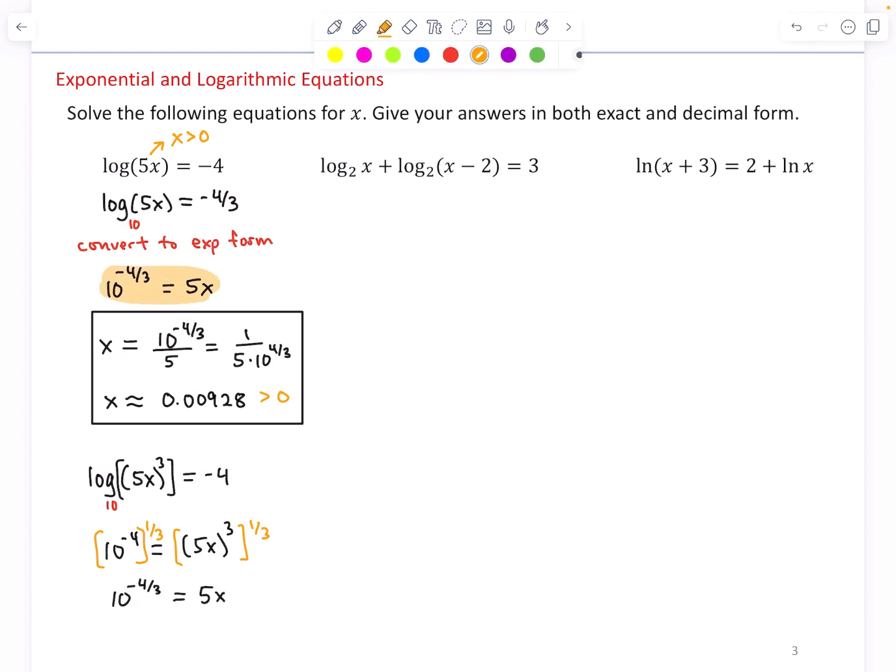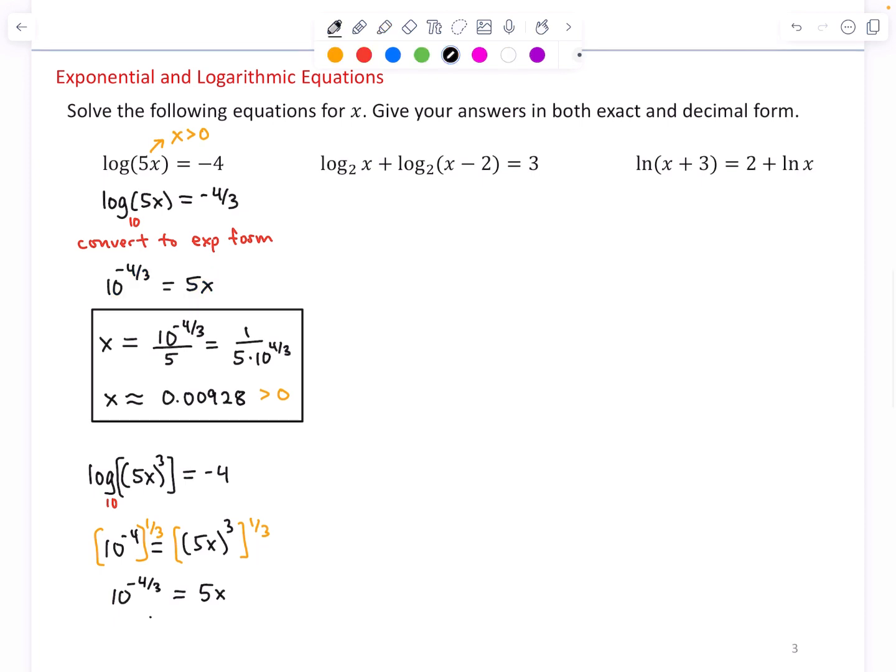Which is exactly what we arrived at when I took the approach of dividing by 3 first, instead of moving the 3 up as an exponent. So I won't continue this path. Just wanted to show you an alternate first step.